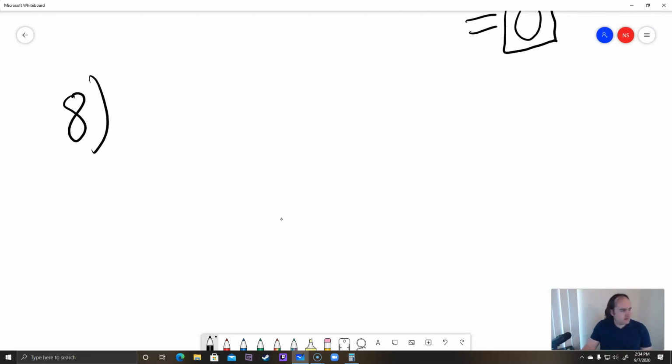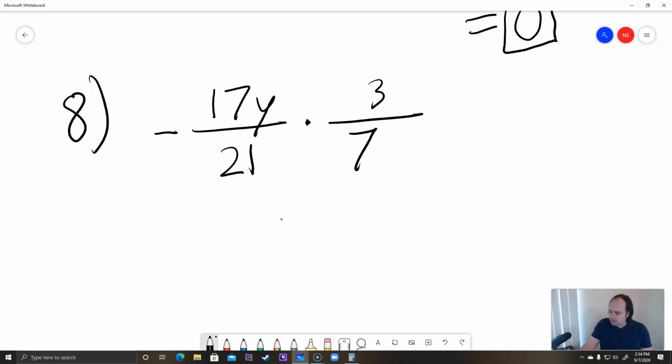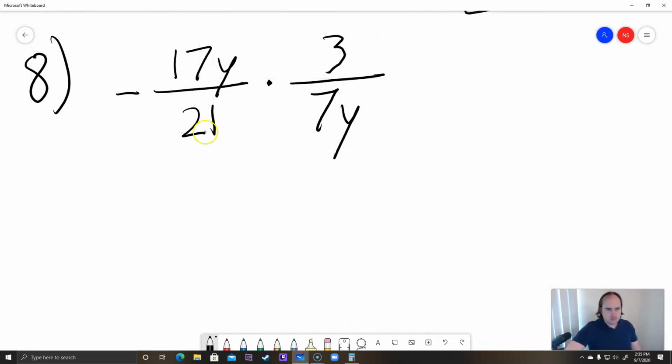Okay, so let's take a look at example number 8. Example number 8 is negative 17y over 21 times 3 over 7y. Once again, we have fractions here. And how do you multiply fractions? Straight across. And notice there's only one minus, so our answer is going to be negative.